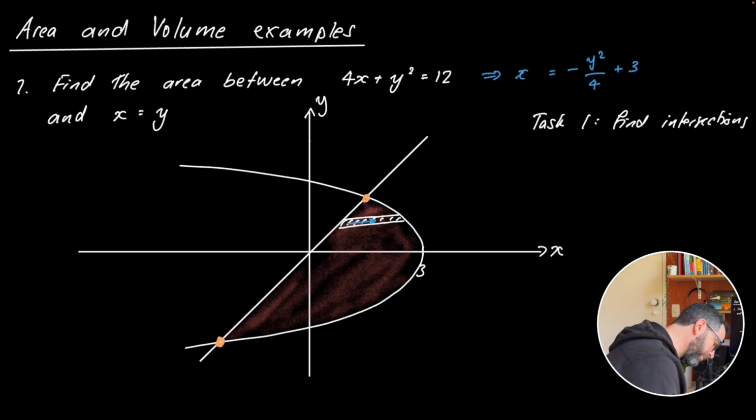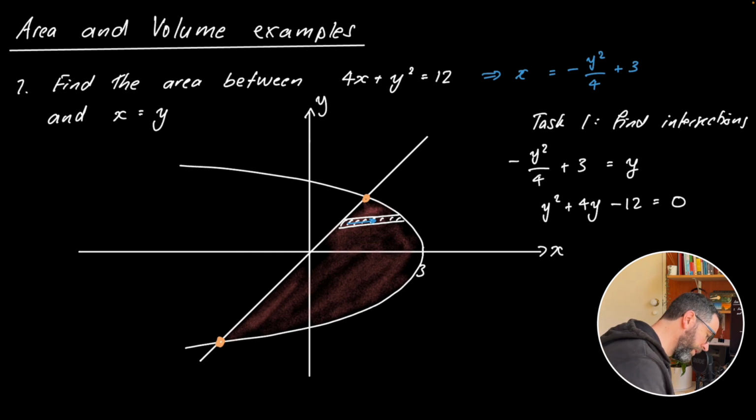So that means we'll have negative y squared over 4 plus 3 is equal to y. I'm not going to give you all the details of rearranging this, but it's relatively straightforward. Basically, we're going to multiply through by negative 4, and that will give us something like y squared plus 4y minus 12 equals 0. That's a quadratic, and as is often the case when someone gives you a video or a problem from a book, it will factorize nicely.